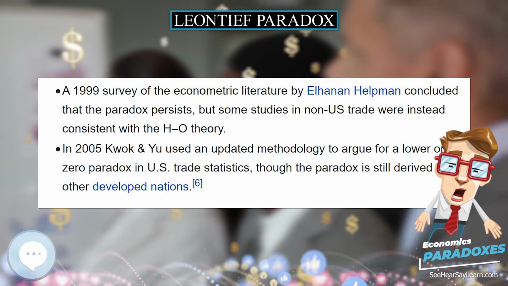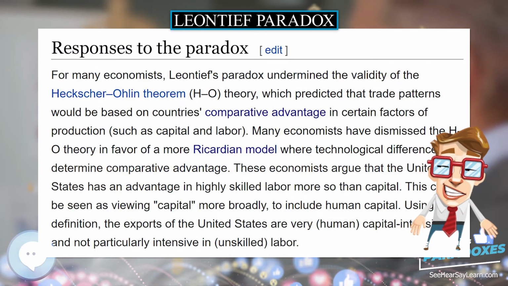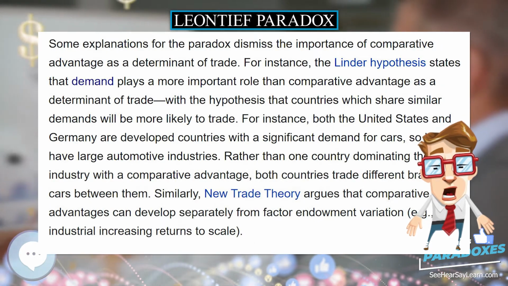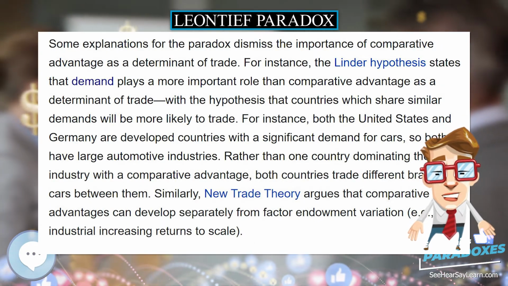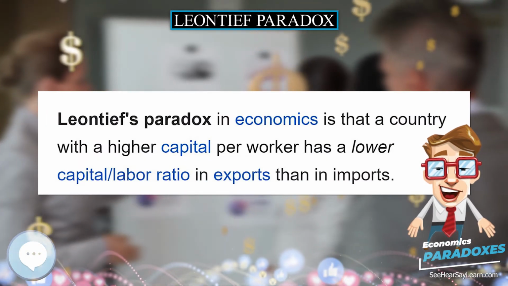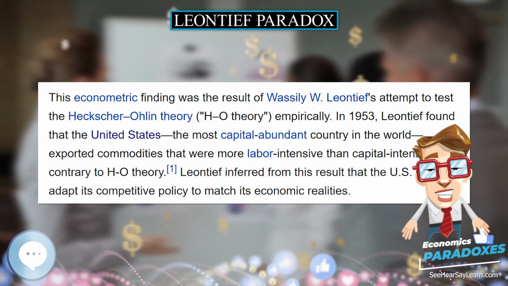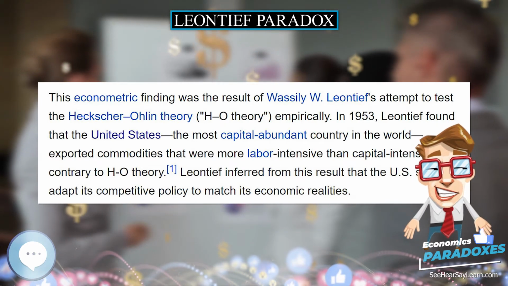Some explanations for the paradox dismiss the importance of comparative advantage as a determinant of trade. For instance, the Linder hypothesis states that demand plays a more important role than comparative advantage as a determinant of trade, with the hypothesis that countries which share similar demands will be more likely to trade.